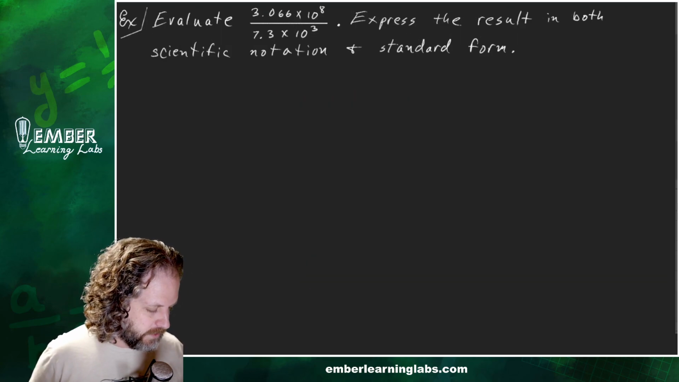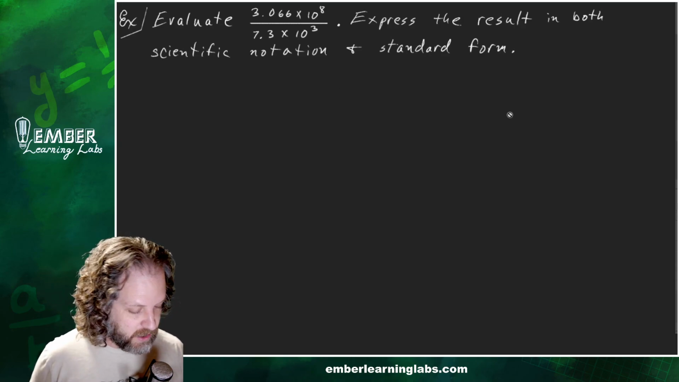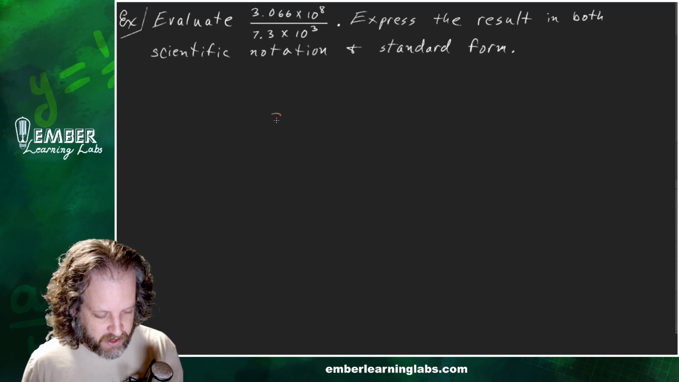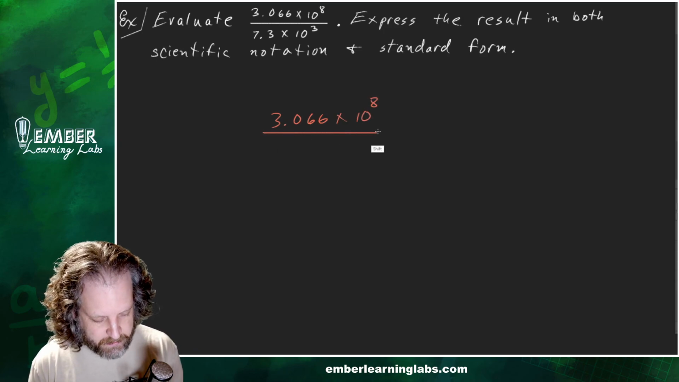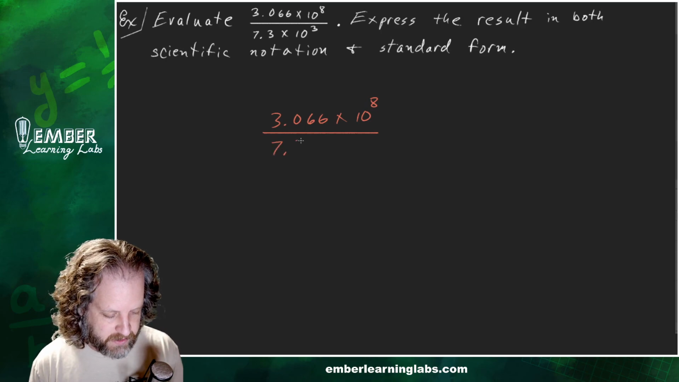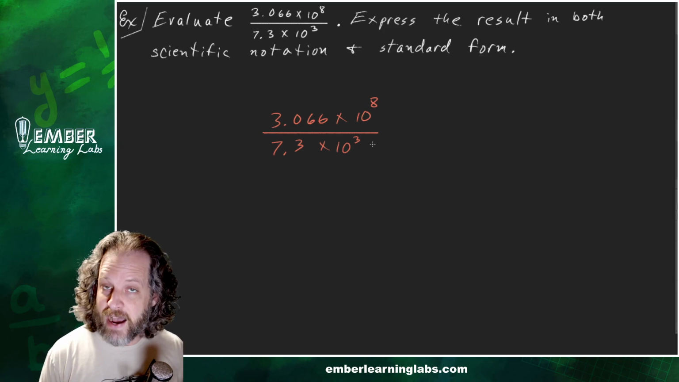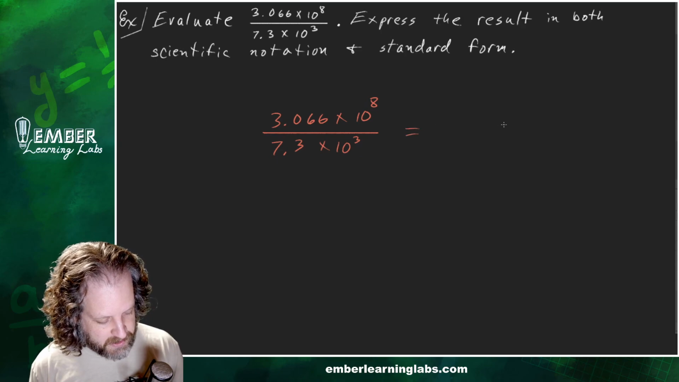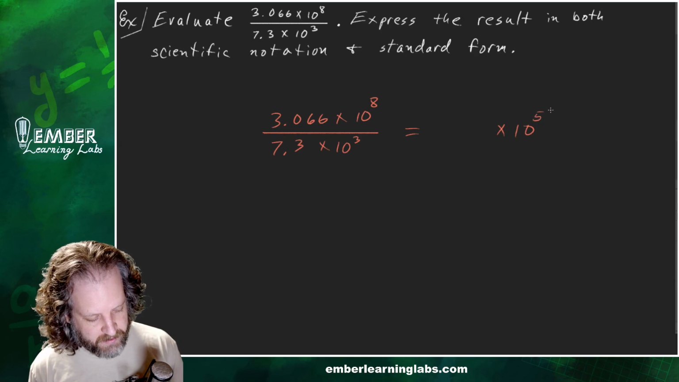Oh my gosh, keeps being crazy. All right, we're gonna do this one. This one looks even uglier, even scarier, but it's really just as easy. And so let's do it. So we got 3.066 times 10 to the 8th divided by 7.3 times 10 cubed. Like bases and divided, what do we do with those exponents? We subtract them. So we're going to end up with times 10, 8 minus 3 is 5, so 10 to the 5th.